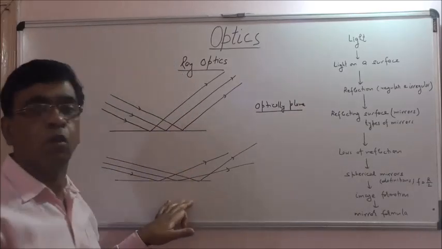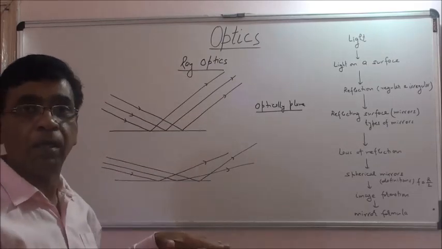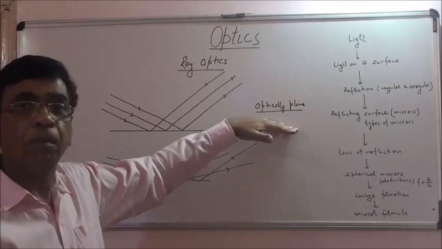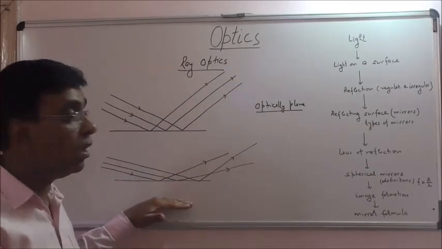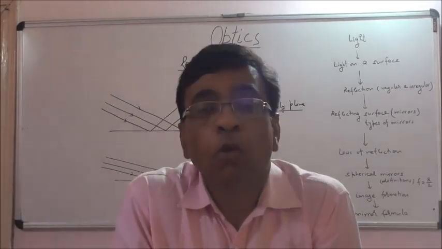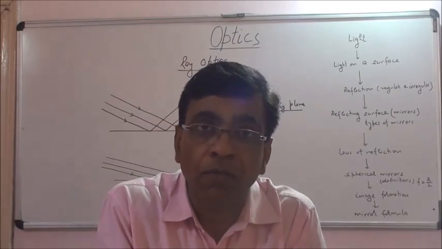Optically plane. This is not optically plane. So, though both of them appear to be plane, this type of surface we call optically plane, which causes regular reflection. This is not optically plane. And reflection is very important in daily life because we see the objects because of reflection only.